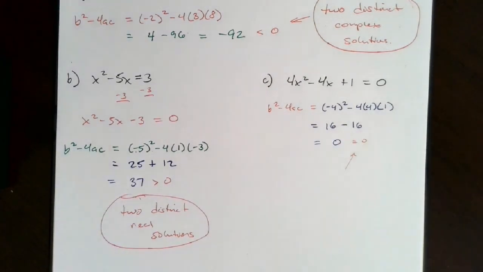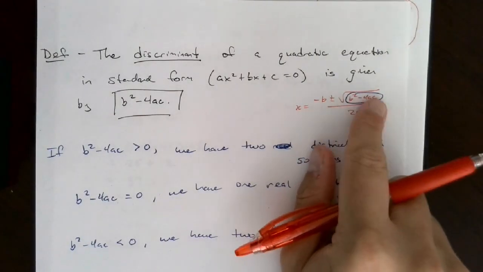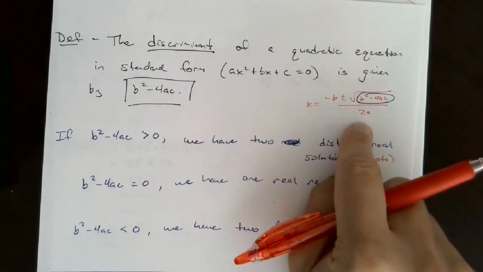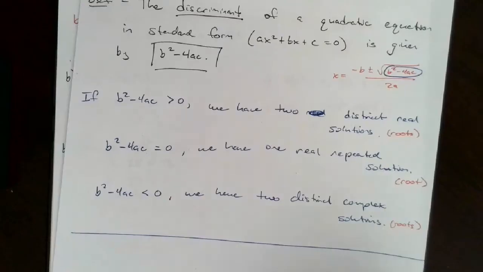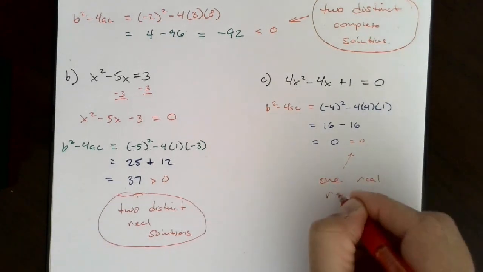That tells you that the part under the radical in your quadratic formula would be 0, which means that that would cancel out and you would just get one answer because it would be just plus or minus 0. And that's what this says down here, right? We have one real repeated solution. So this would be one real repeated solution.